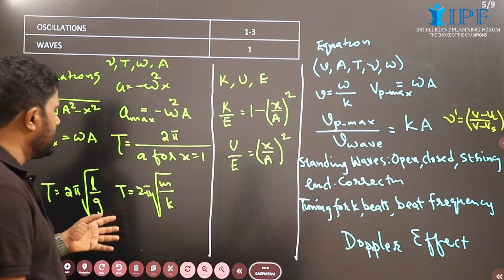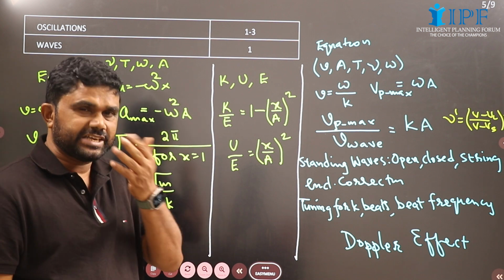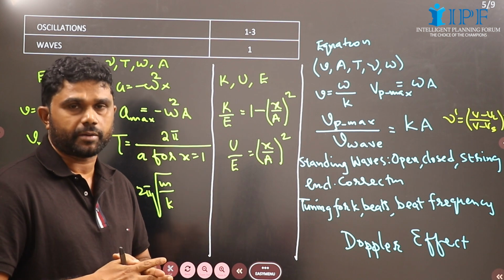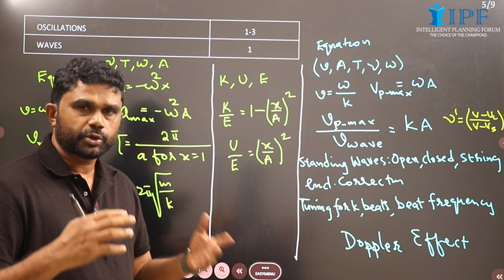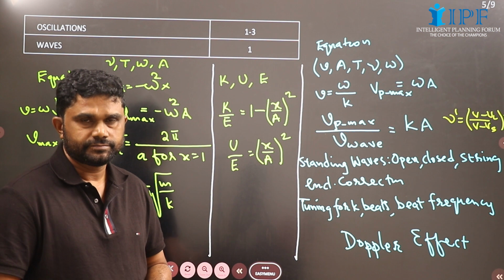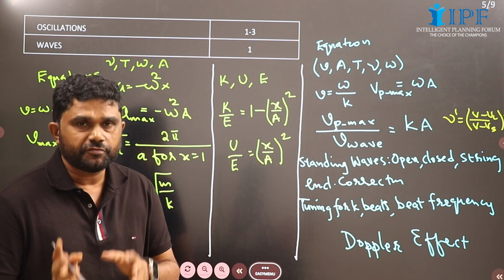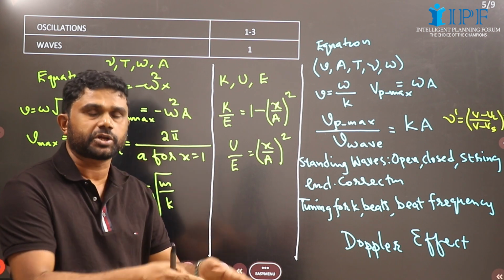Okay, that you can also expect. Then the energy of a body executing simple harmonic motion: kinetic energy, potential energy, and total energy. What fraction of its total energy is due to kinetic? What fraction of its total energy is potential?